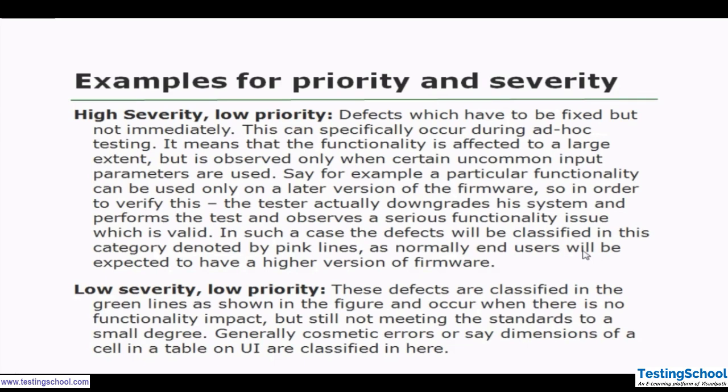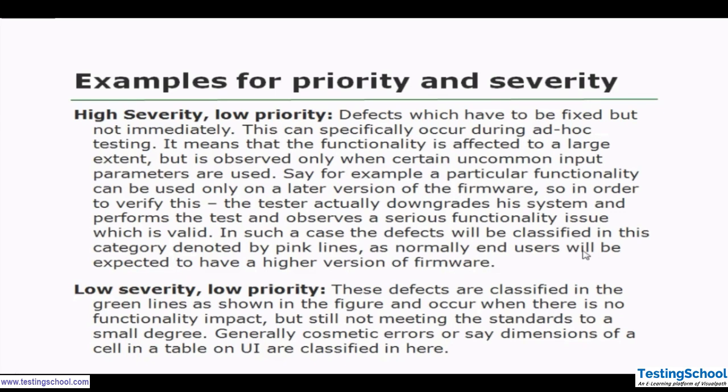So let's say a particular functionality can be used by a later version, so that is not needed in this particular module or in this particular cycle. Then that defect moves to low priority but high severity, because the functionality is needed but not immediately.